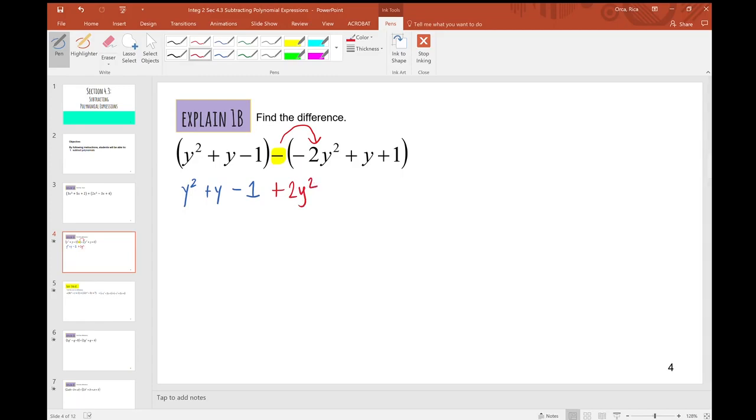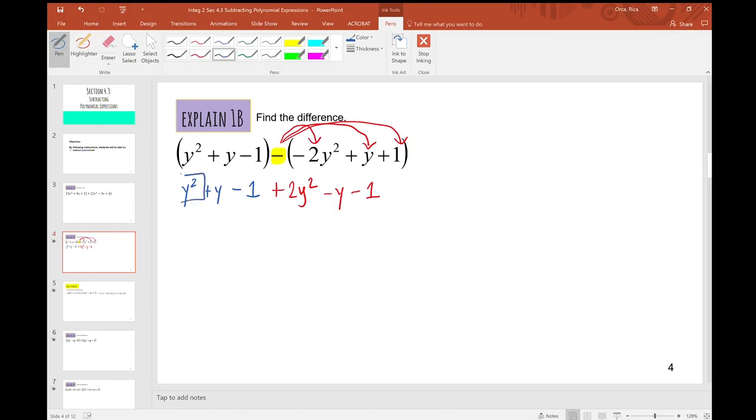Okay, now let's go ahead and distribute the negative again, but this time to y. The negative times y, well, a negative times a positive is going to be a negative. That's negative y. And finally, the negative times 1 is negative 1. Now that we've distributed the negative, let's go ahead and combine like terms.